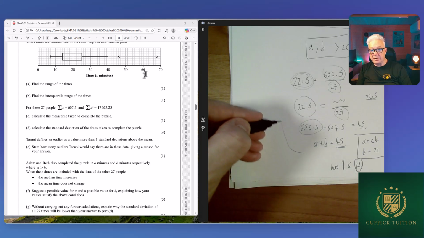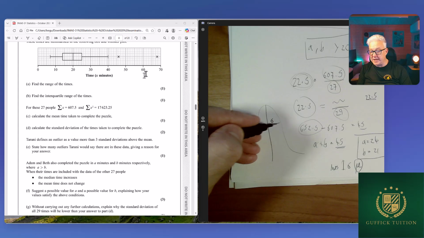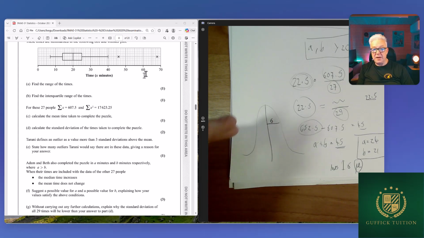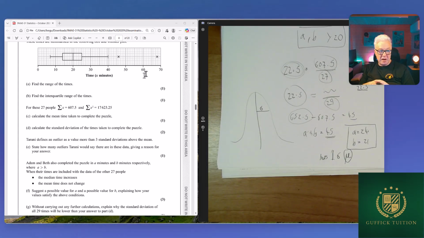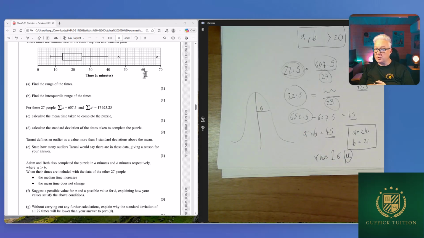So if we've got our data here and we add 2 new values, and both of the values that we add are less than 1 standard deviation away from the mean, then basically that's going to have the overall effect of reducing the standard deviation. So it says, without carrying out any further calculation, explain why the standard deviation of all 29 times will be lower than your answer in part D. And the answer is, as both A and B lie within less than 1 standard deviation from the mean, the overall standard deviation will be reduced. Yeah, quite an involved little thought-provoking question there.